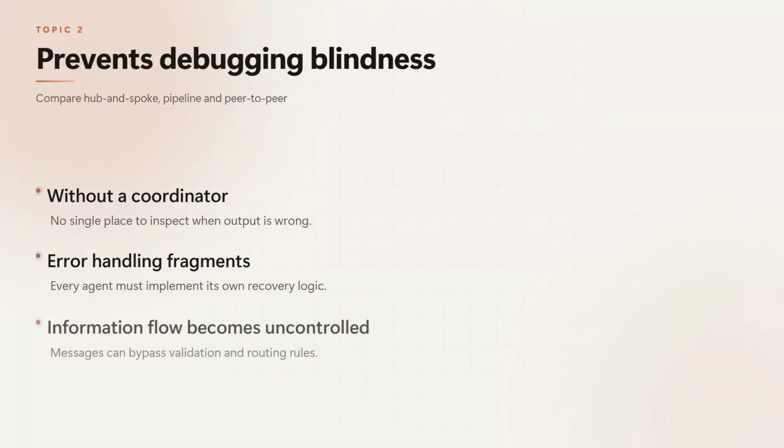When Agent 2 fails in a pipeline, Agent 3 sees the problem, but Agent 1 has no idea, and neither does any central observer, because there is none. You end up scattering error handling across every seam, duplicating logic, and making the system brittle. In peer-to-peer, messages can bypass the validation and routing you have designed, so information flow becomes uncontrolled. The cost is not just latency, it is the ability to understand what your system is doing when something goes wrong, which in a production system is everything.